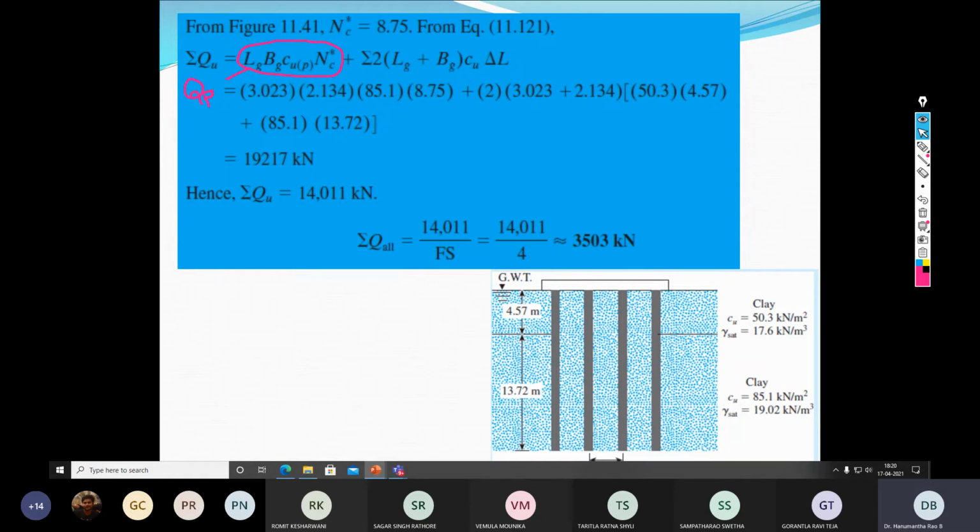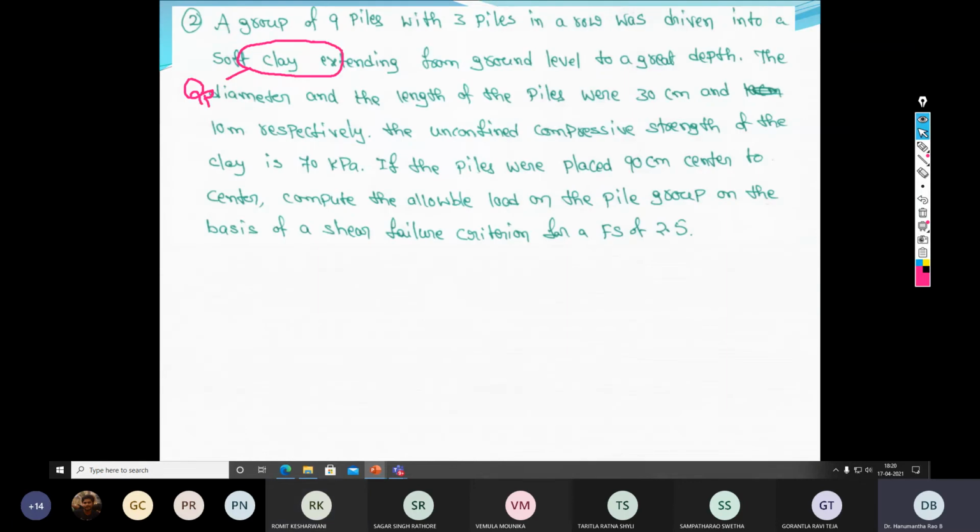Can I go to the next slide? Yes, sir. Yes, sir. Okay, so note down this sum.